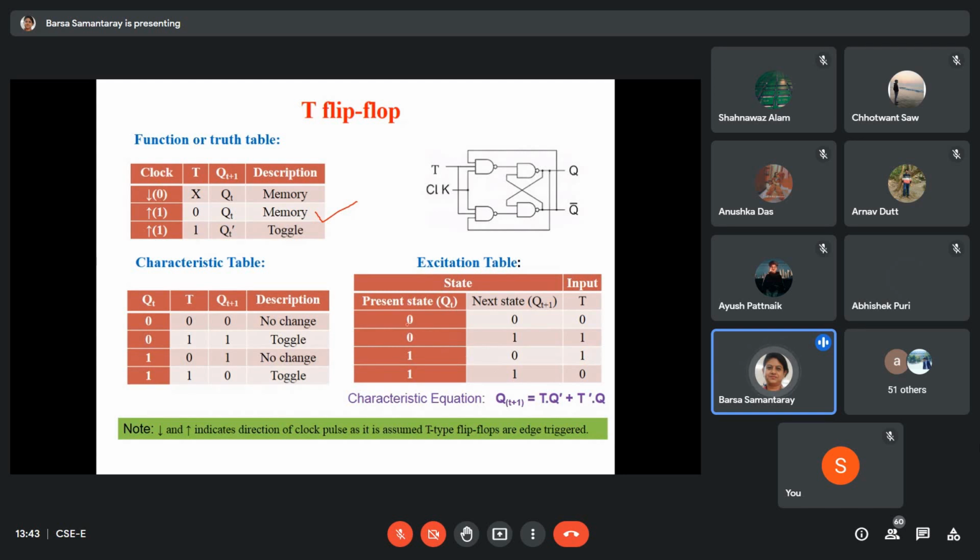That means present state 0, next state 0. For present 0 to stay 0, T should also be 0. But for present state 0, next state 1, what should the value of T be? Present is 0, next state will be 1. At what value of T?